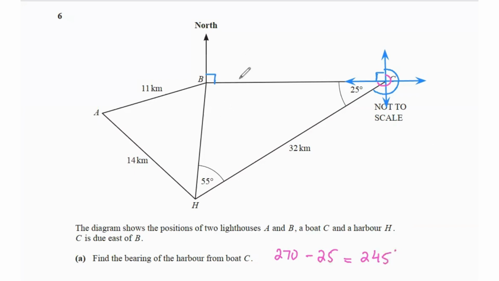Once again, the main clue is that C is due east of B. Since it's due east of B, that means it's a straight horizontal line, which means this is a 90-degree angle. If this is 90, this is also 90. So this entire angle is 270. We're measuring the bearing in clockwise direction starting from the north. This is our north at C. So this entire angle is 270. Out of this 270, this is 25, and the rest is the bearing that they're asking for. So if we subtract 25 from that 270, that gives us the bearing of the harbor from point C.